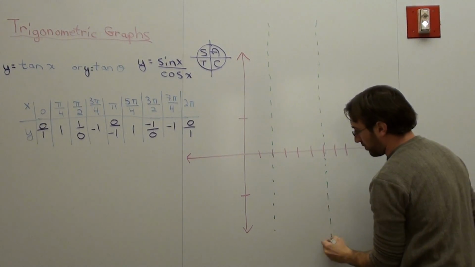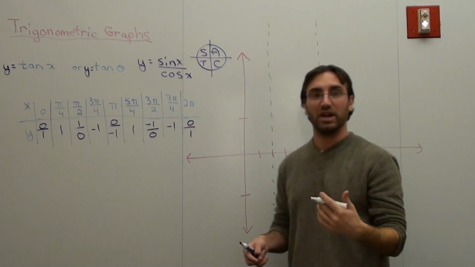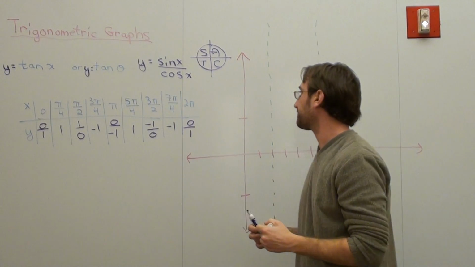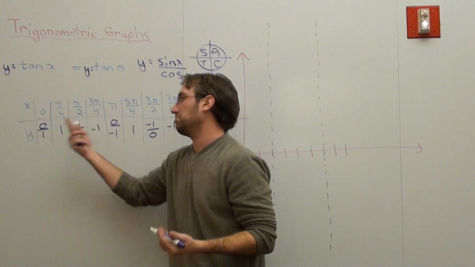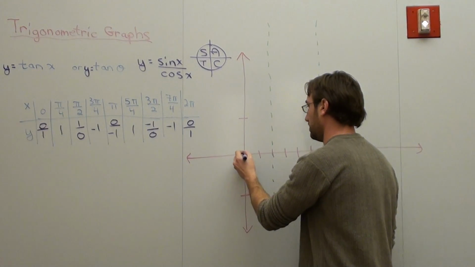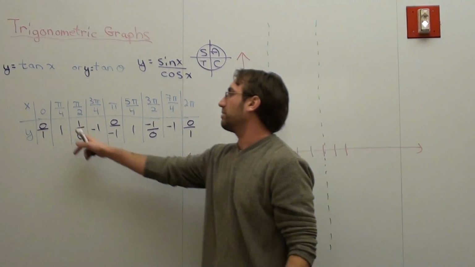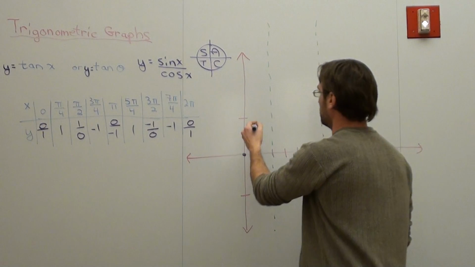So I like to draw the vertical asymptotes first. I just think it makes life a lot easier when we do that. Now let's try to figure out what happens here. At 0, it's 0. Whew. It's not all that easy though. At pi over 4, it's 1.